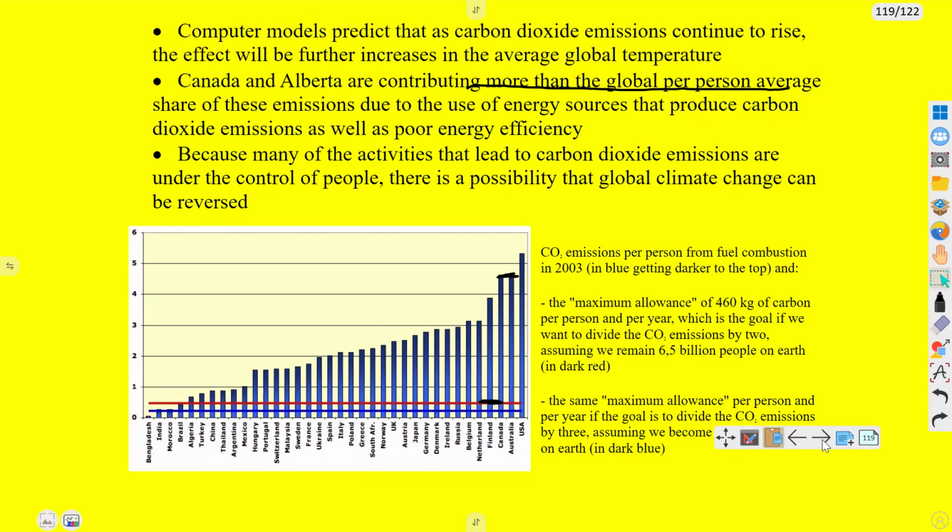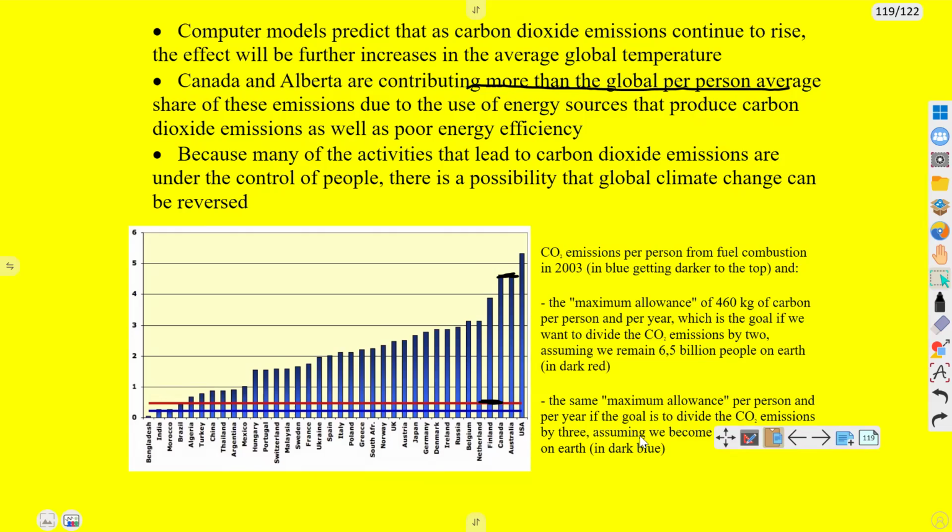we will see an average increase in global temperature. Now, within Canada and especially within Alberta, we are contributing more carbon dioxide per person than other places in the world. That has a lot to do with our climate. We're a bit colder than other places, and that possibly can lead to more carbon dioxide in the atmosphere, and therefore we are causing more problems for everybody else.